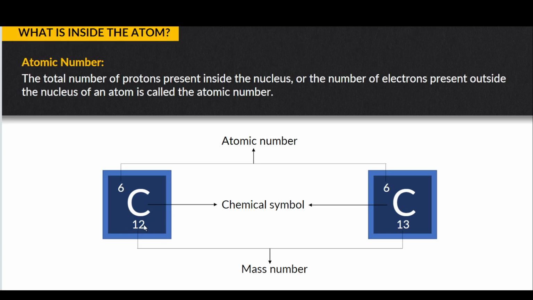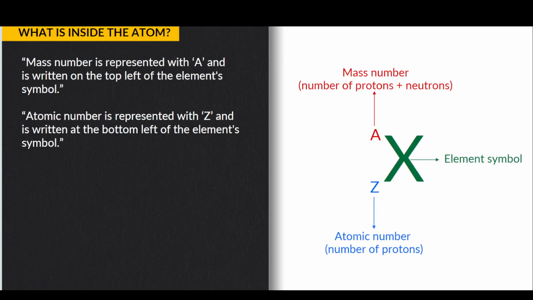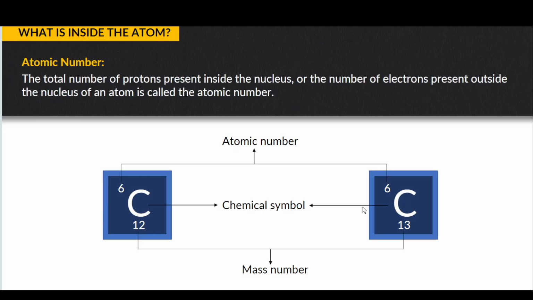Mass number is 12, which is number of neutrons plus protons. And this is the mass number we represent at the top of the symbol, and at the bottom we have the atomic number, which is the number of protons. So how do we recognize mass number in an atom? Mass number is represented with the letter A, and it is written on the top left of the element. Like this is the symbol of the element X. This is the mass number, number of protons plus neutrons. At the bottom left, we write the atomic number, which is just the number of protons. Like you can see here, this is the chemical symbol, atomic number, mass number.